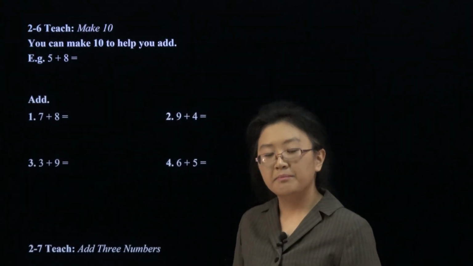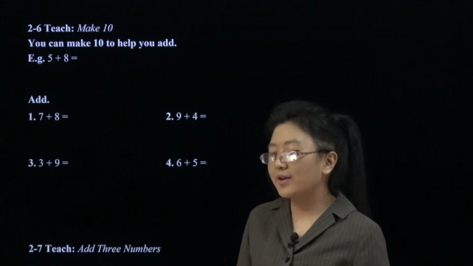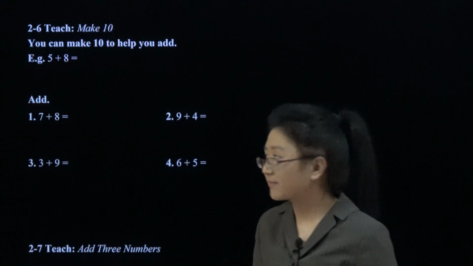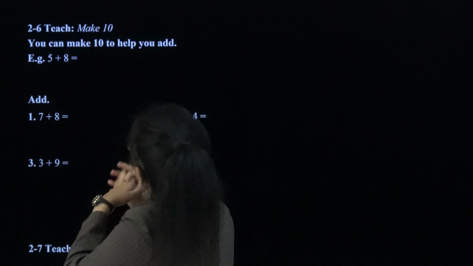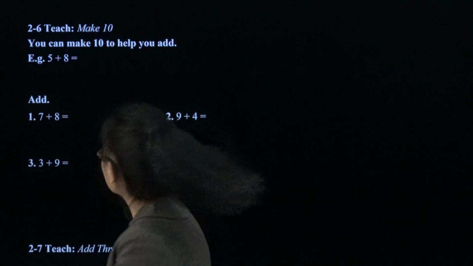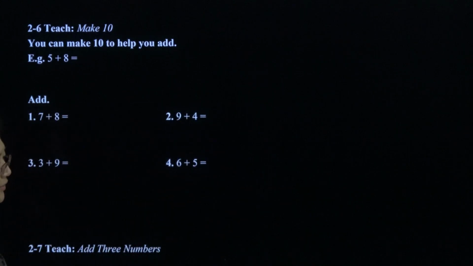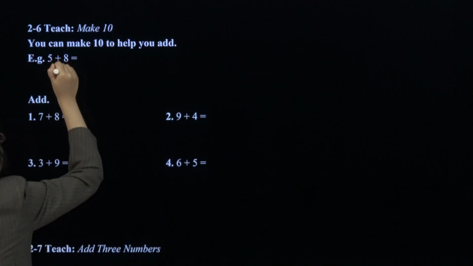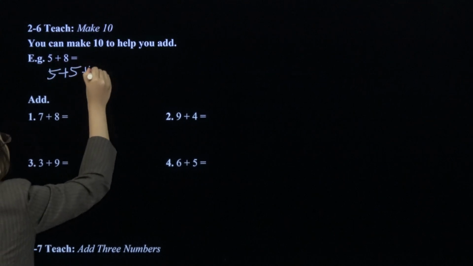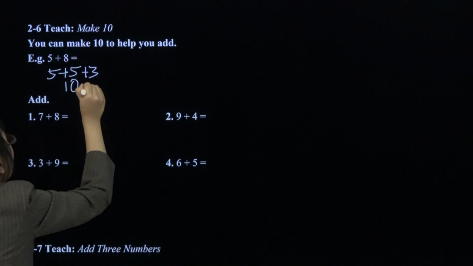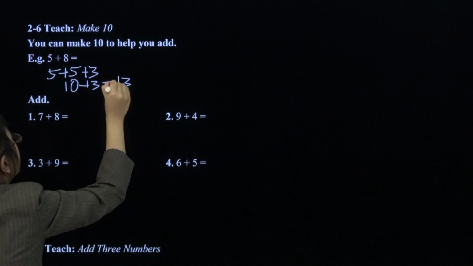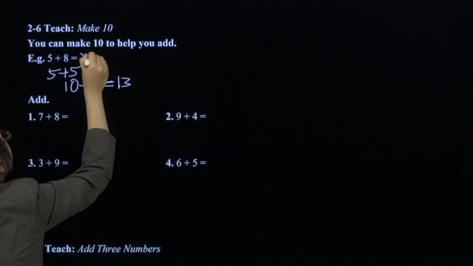All right, making 10. Now 10 is a very friendly number. Now, when you make 10 when you add, it helps you. Such as 5 plus 8. 5 plus 8 is like 5 plus 5 plus 3. And then 5 plus 5 is 10. 10 plus 3 is just 13. So, it's 13.